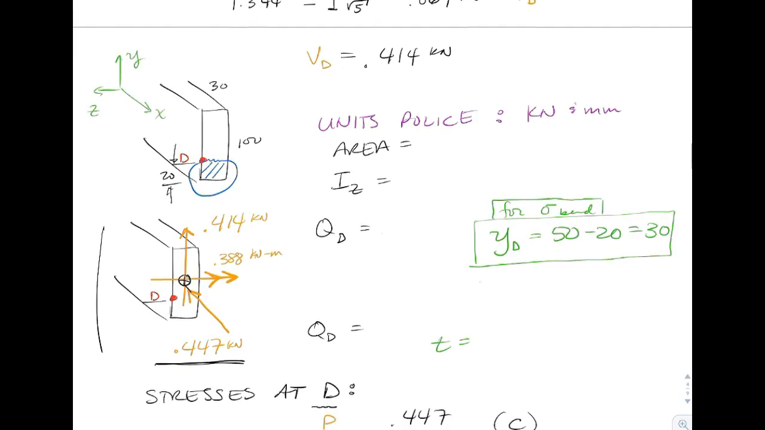So we've got some units to deal with here. We've got kilonewtons and millimeters. And so we need all of our stresses. We've got a P over A stress, so we need the area. There's the cross-sectional area.